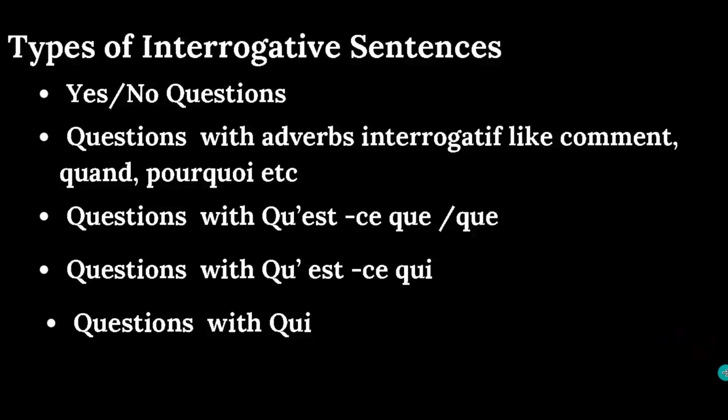So let's look into the first type of interrogative sentence. The basic interrogative sentences are those which are answered by only using yes and no. Then we have questions which have adverb interrogative in them, like comment, quand, pourquoi, etc. Then we have questions which have qu'est-ce or que. Then we have questions which have qu'est-ce qui in the beginning. Also questions which have qui in them. So we'll look into each one of them in detail.